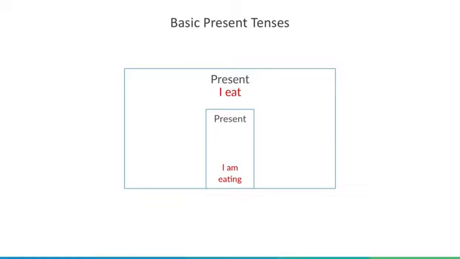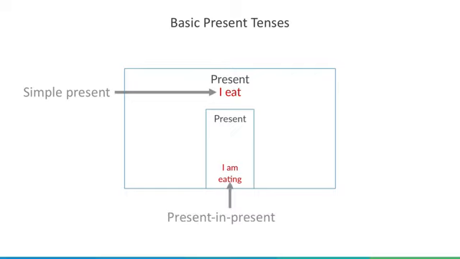So here's a little diagram to visualize the present in present tense. In the simple present tense, I eat. That includes the timeless present. And if I say I'm eating, we call that the present in present. Because, as I mentioned before, there's a present action happening in a present time frame. But the present time frame is not fixed.